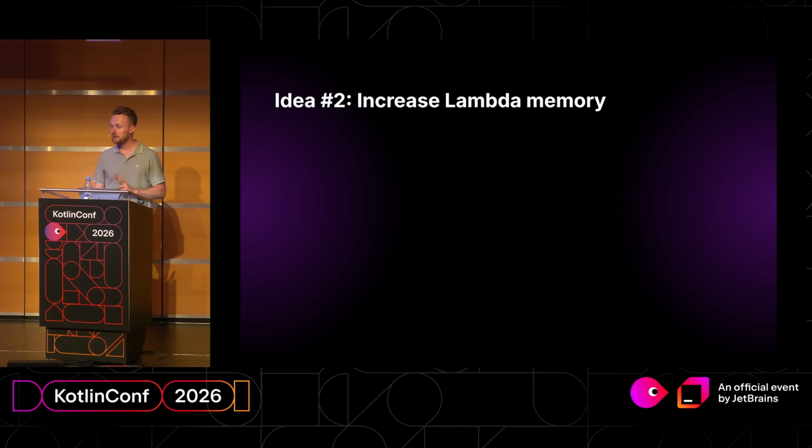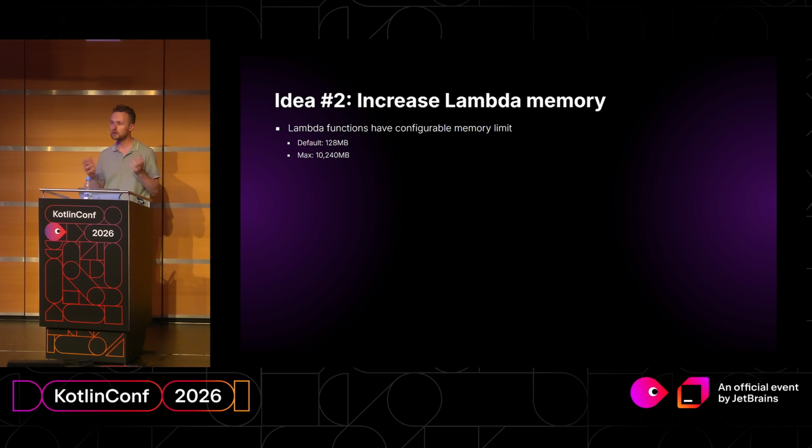Moving on, I had idea number 2 to increase the Lambda memory. This came about from documentation about Lambda memory and its relationship to CPU performance. First off, when you provision a Lambda function or configure a Lambda function, you specify how much memory will be allocated to it to run. And you can go from anywhere from 128 megabytes to 10 gigabytes.